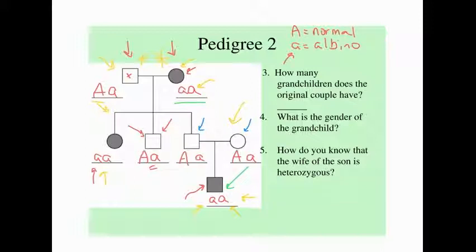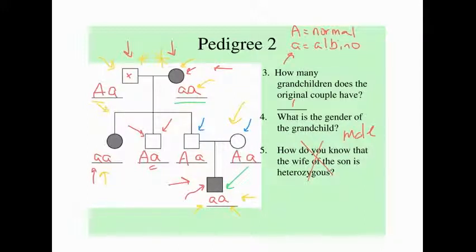By looking at the traits of that family, we were able to figure out the genotypes of every single individual. So, doing these little easy questions, how many grandchildren does the original couple have? Well, they have one grandson. What is the gender? It's a male because it's a square. How do you know that the wife of the son is heterozygous? The wife of the son. I don't even know what that means.